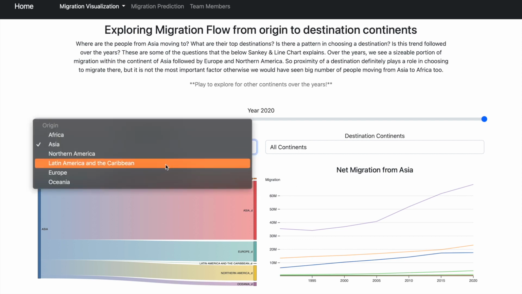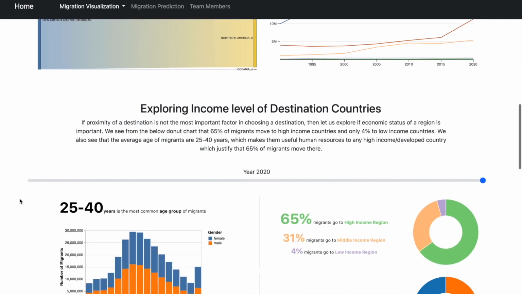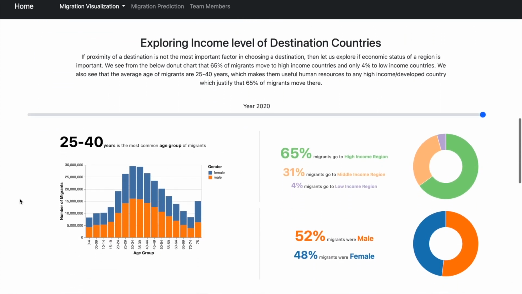Additionally, you can see for other continents where people are moving from, and to explore more reasons why people are moving from one place to another, this is the next chart. One of the most important factors is income and development level of the destination country. So we see here that 65% of the migrants go to high income countries.